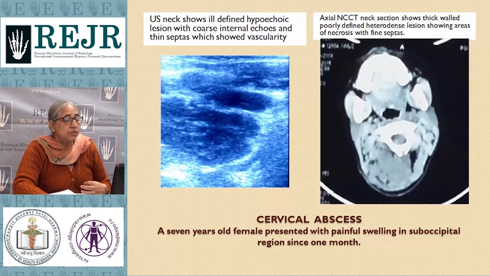This is a 7-year-old female who presented with painful swelling in the suboccipital region since 1 month. The ultrasound shows ill-defined hypoechoic lesion with coarse internal echoes and thin septae which showed vascularity. Axial CT done shows thick-walled, poorly defined heterodense lesion showing areas of necrosis with fine septae.